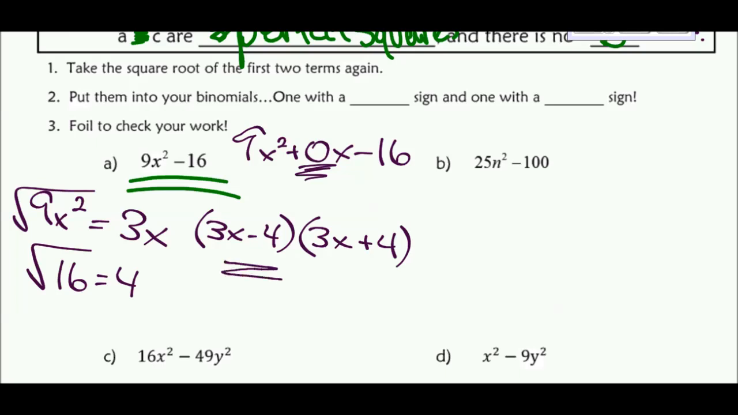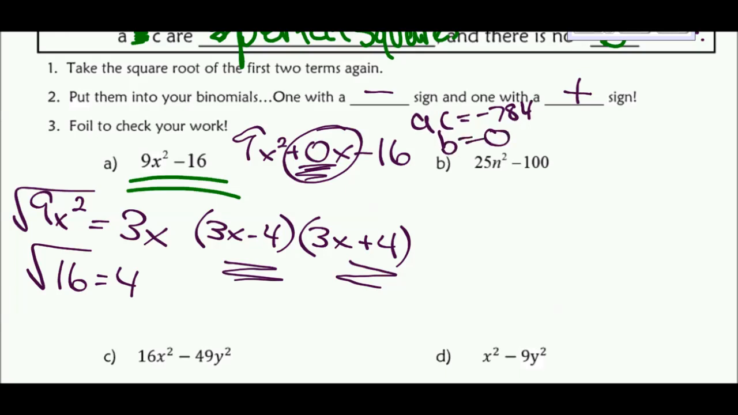There needs to be one minus sign and one plus sign because they ended up canceling out to make this 0x. If you are comfortable doing it that way, you can. If you want to do the factoring by grouping where you do A times C, you get negative 784, and B here is 0, you can still use that to solve that. It's just a lot quicker. If you recognize that there is no B term, that's a lot easier.